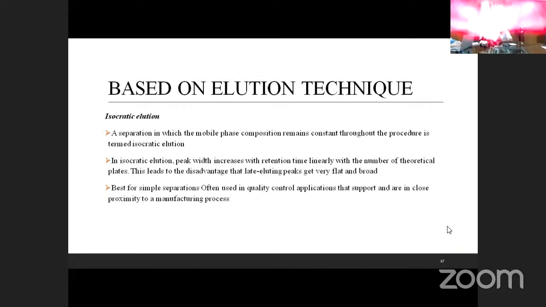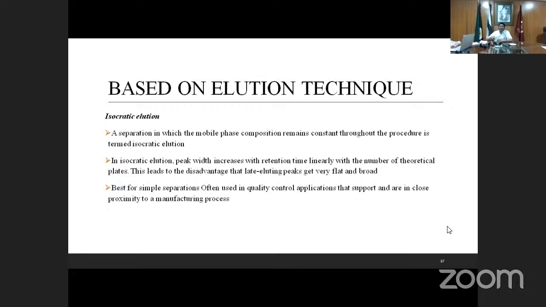What is the disadvantage of isocratic elution? In isocratic elution, peak width increases with retention time. It increases the retention time linearly with the number of theoretical plates, which I will explain later on. This leads to the disadvantage that later eluting peaks get very flat and broad, because it takes a longer time. This is the main disadvantage of isocratic mode. It is best for simple sample preparation, often used in quality control applications that support and are in close proximity to the manufacturing process.